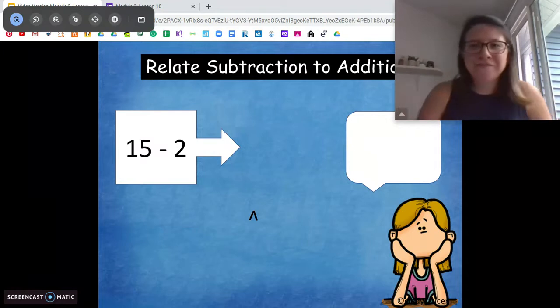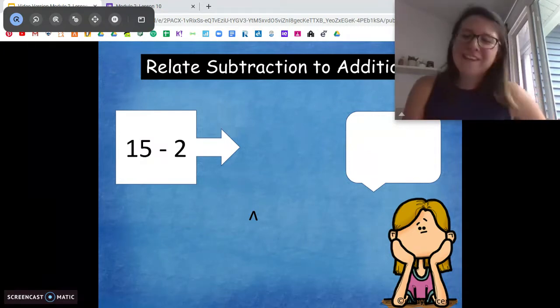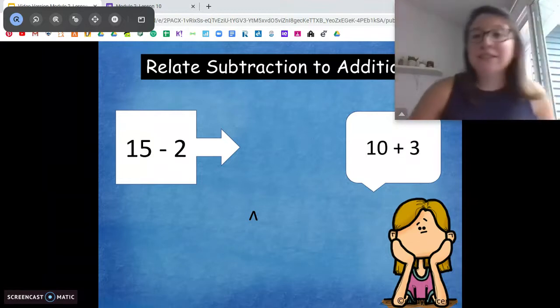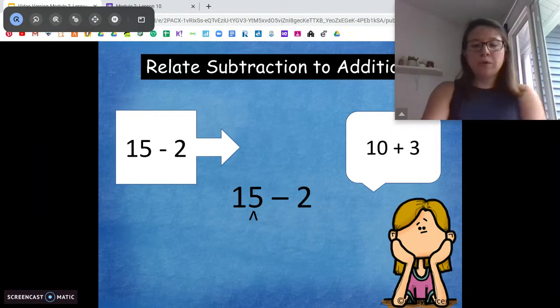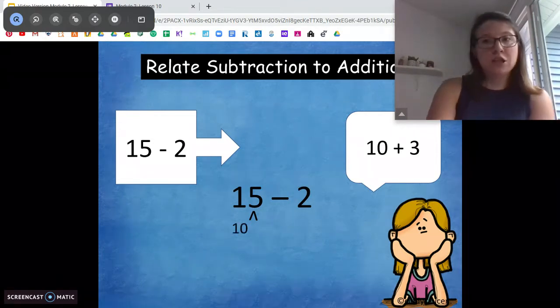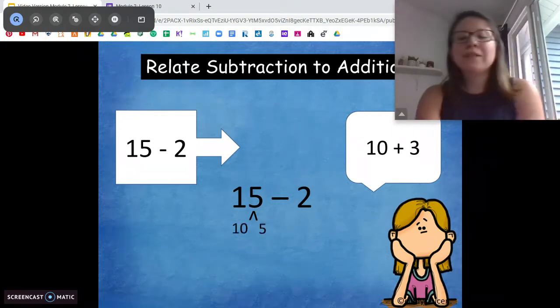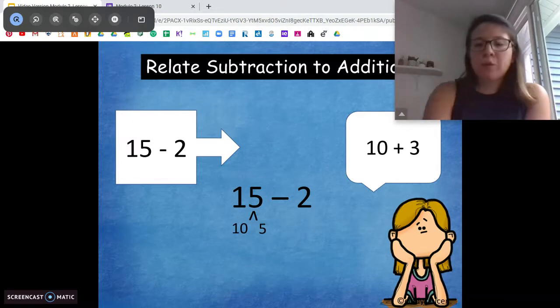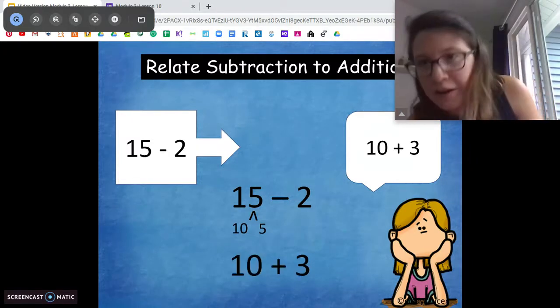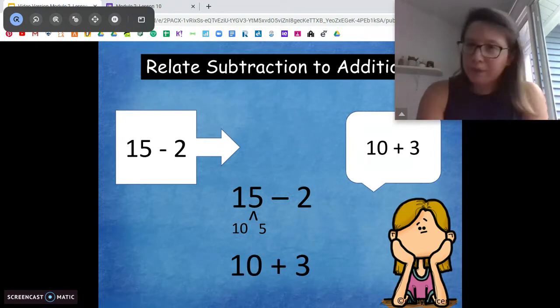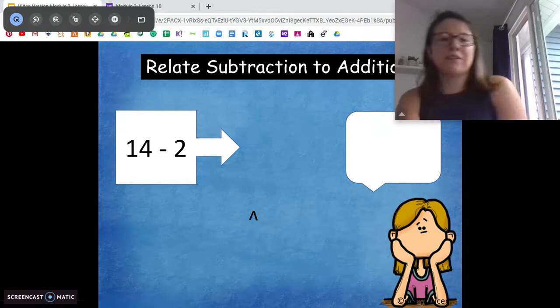Try this one. Pause. Do it on your own. Ready? 15 minus 2 turns into 10 plus 3. Here's how. Start with 15, decompose into our group of 10 and 5 extra ones. Take our ones. 5 minus 2 is 3. So we add in our extra 10 to the 3. And we get the same as 15 minus 2. And we get 13. Awesome.